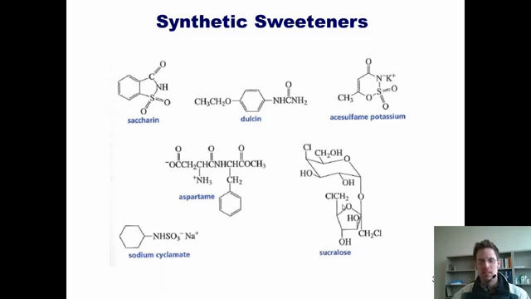It's made by selectively replacing 3 of sucrose's OH groups with chlorines. The body doesn't recognize sucralose as a carbohydrate, so it gets eliminated from the body unchanged. Hence, we can eat sucralose. It tastes sweet and we don't gain all of the caloric intake that we would from traditional carbohydrates.